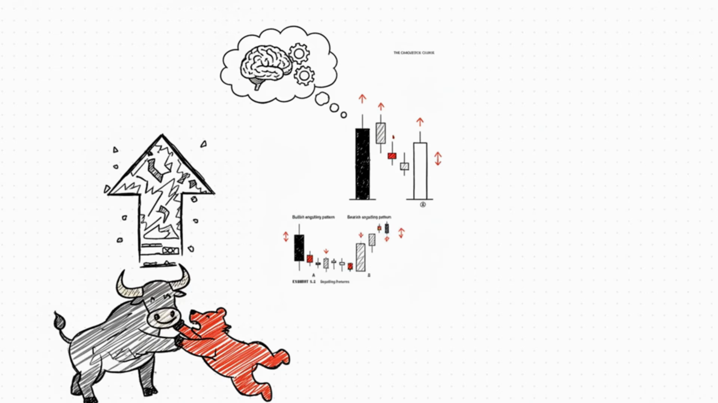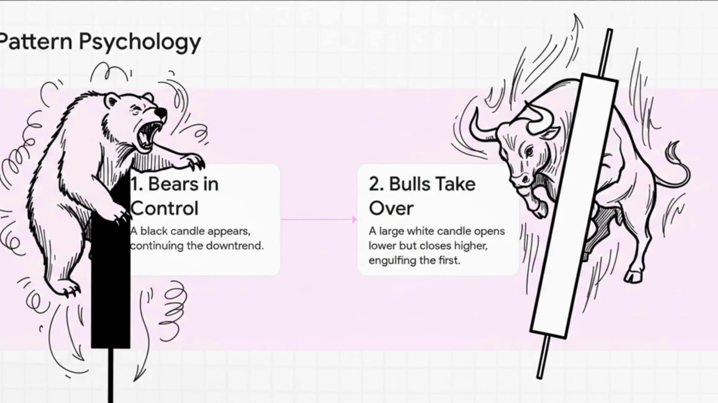This pattern can be a major signal that momentum is shifting from the bears to the bulls. So here's the psychology behind it. On day one, the sellers are still in charge. No surprise there, pushing the price down. But then, day two happens and bam, the buyers not only reverse all of the previous day's losses, but they push the price so high it completely engulfs the entire range of the day before. It's a massive visual power shift.